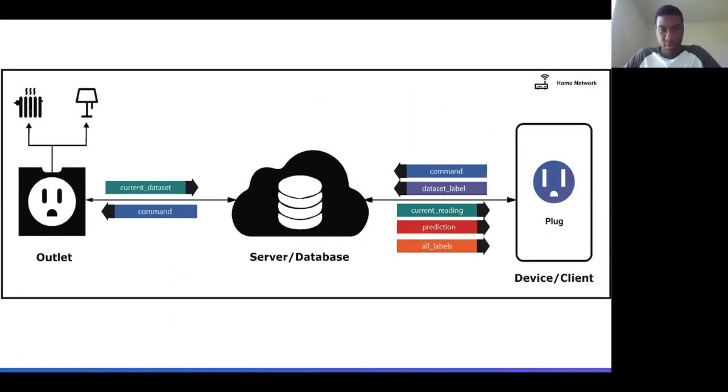This is a simplified overview of the entire system. You can see the data packets that are transferred between the different components, all enclosed within a home network. If you look at the right-hand part of the screen, you can see all labels. All labels is data that is being sent from the server to the device.